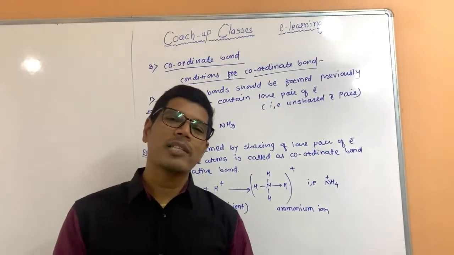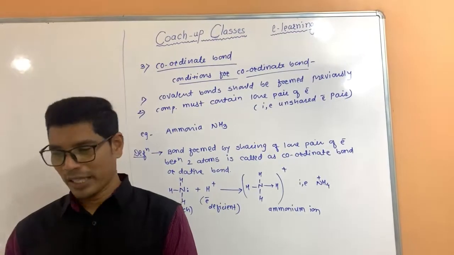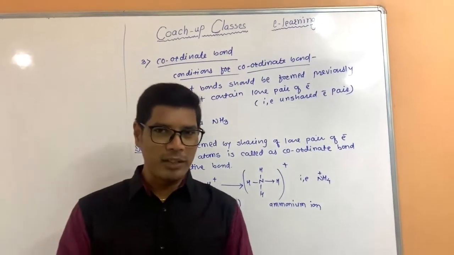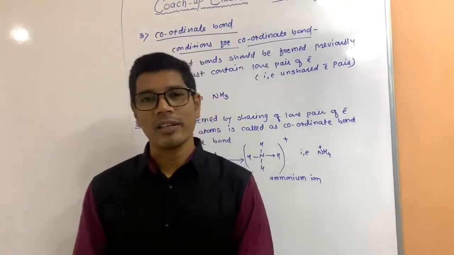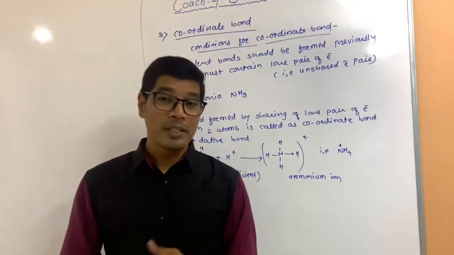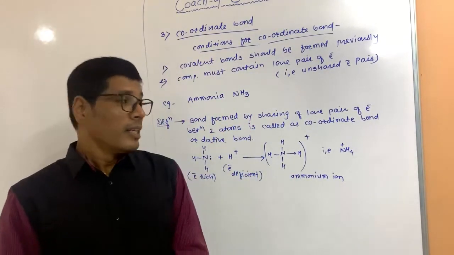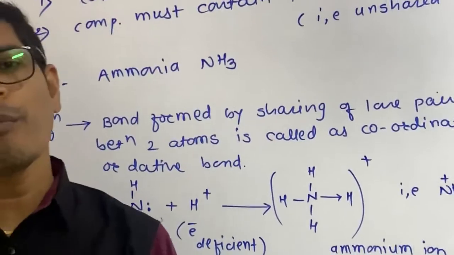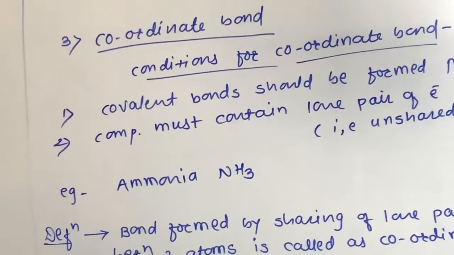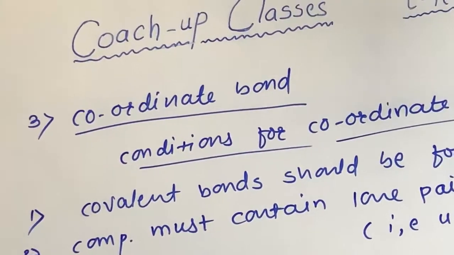Then second, we have seen the covalent bond, which is formed by mutual sharing of electrons. There is sharing of one electron, two electrons, then three electrons, etc., to form a single covalent bond, double covalent bond, triple covalent bond, like that. Okay. Now today we have to see the coordinate bond, the third type of bond, which is also called the dative bond.